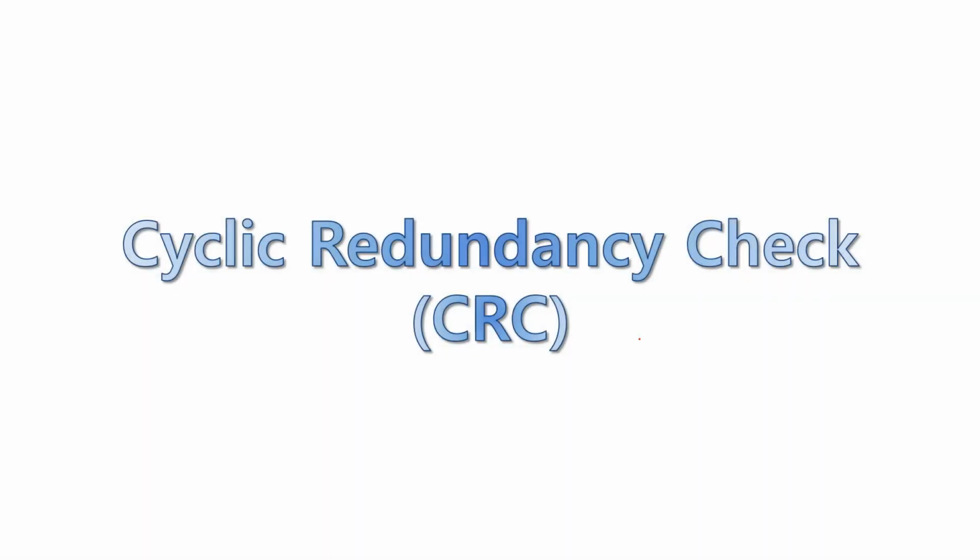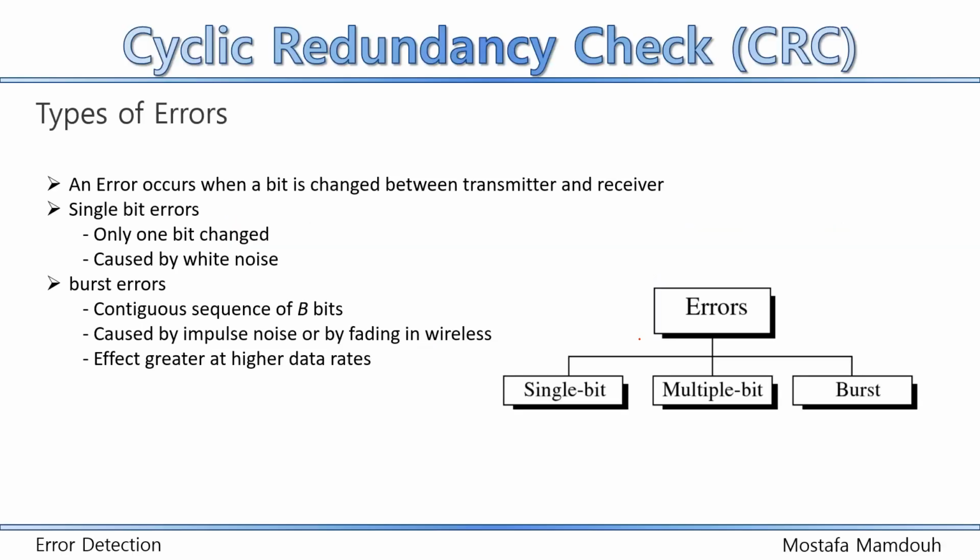In this video, we're going to talk about cyclic redundancy check, CRC. But before we talk about CRC, we need to know why we want to use something like CRC. When a transmitter sends information or data to the receiver, an error may occur, which will lead to a 1-bit or more than 1-bit change.